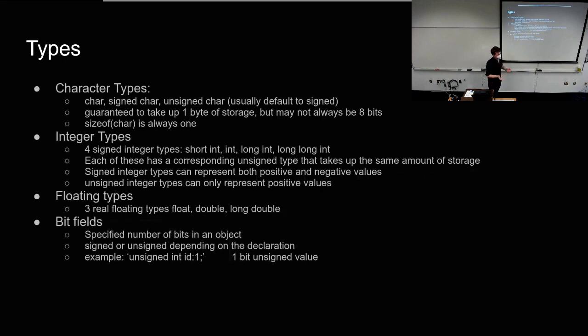Signed integer types are used to represent both positive and negative values, unsigned just for positive values. Floating types, we're not really going to talk about them much here because you don't usually see them much in C programs, for the most part at least. Those are float, double and long double. And there are bit fields, which you may or may not have seen. You can basically just specify a variable and ask how many bits you want, so you can create bitmaps and stuff using this type of syntax.